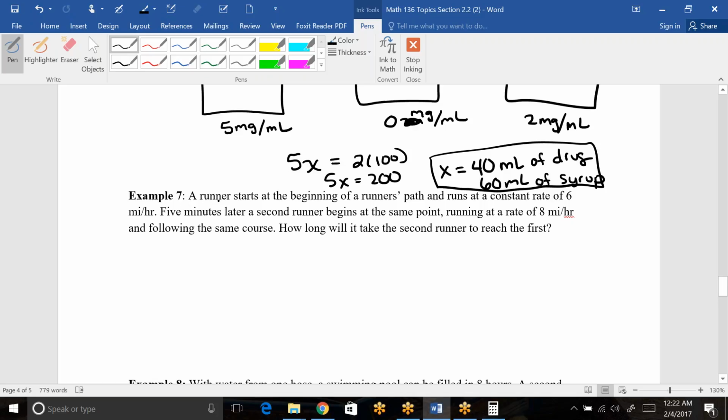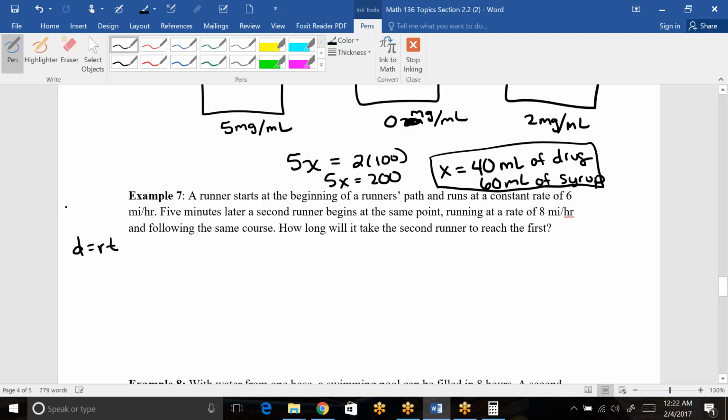Example 7, it has to do with distance. It says a runner starts at the beginning of a runner's path and runs at a constant rate of 6 miles per hour. 5 minutes later, a second runner begins at the same point running at a rate of 8 miles per hour, following the same exact course. How long will it take the second runner to reach the first?